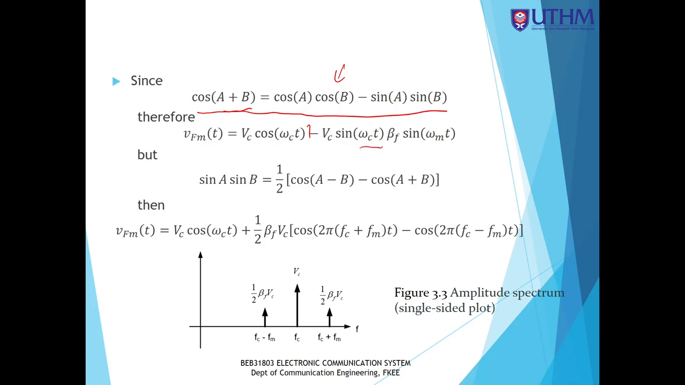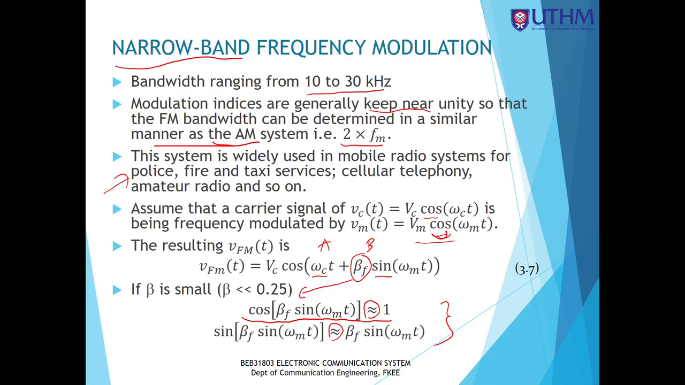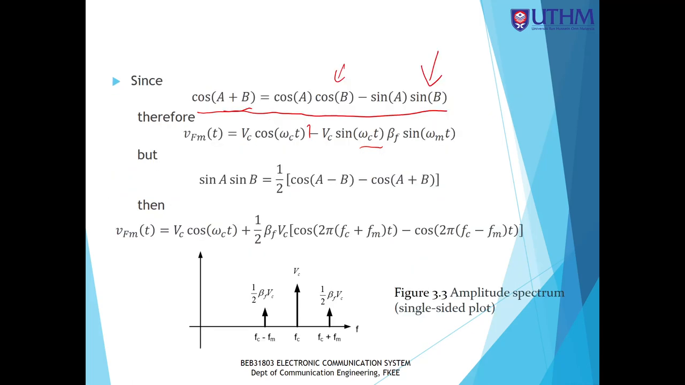What is sine B? Sine B is sine of beta F sine omega MT, which is approximately equal to beta F sine omega MT. Ini telah diberikan untuk memudahkan pengiraan. So this has been given to ease the calculations. So it is beta F sine omega MT.